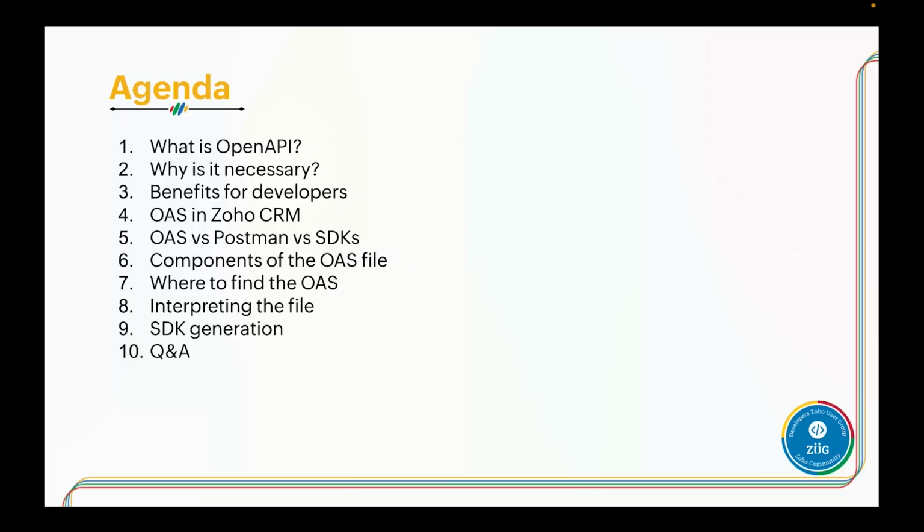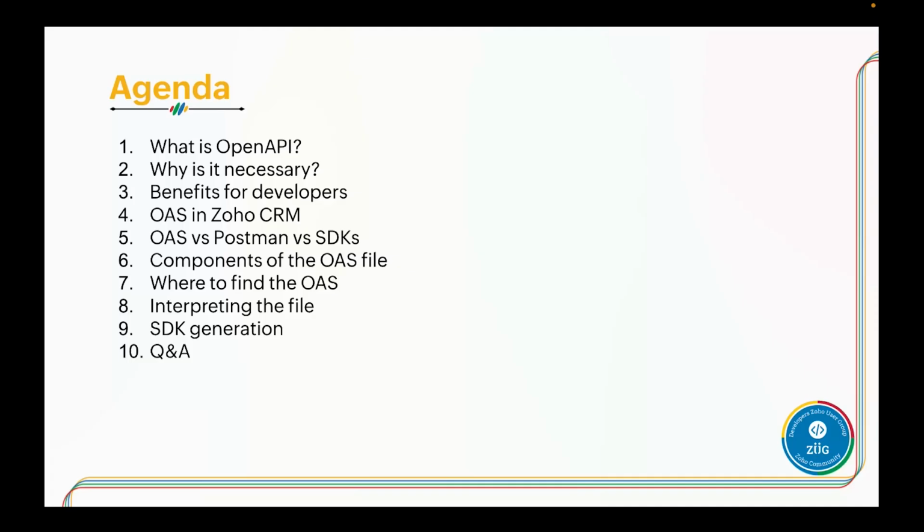Next, you hit a snag. You're not sure which fields are mandatory, what the response will look like, or how to test your request. This brings us to why OAS becomes necessary and how it removes the ambiguity. Then you discover the magic. OAS isn't just a spec, it powers SDK generation, docs, testing tools, and even mock servers. So we'll explore the benefit it brings to you as a developer.